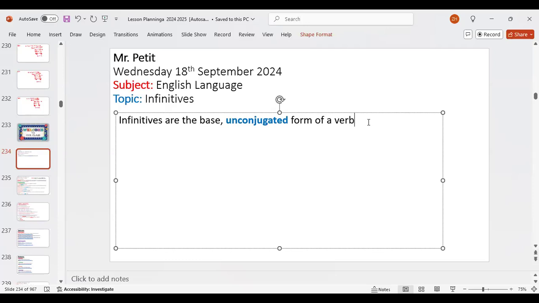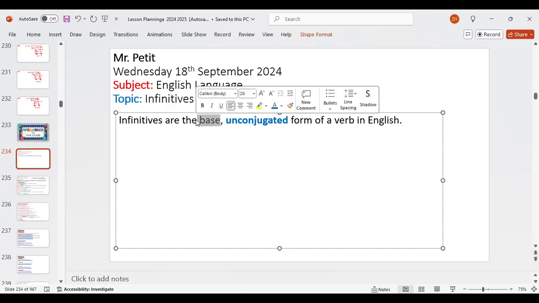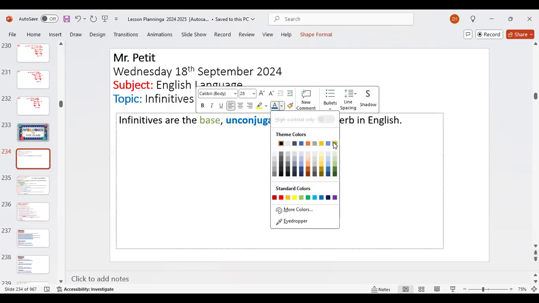Zion Neely, what is an infinitive? Infinitives are the base, unconjugated form of a verb. Very good. The unconjugated form of a verb in English. They're the base. So we take the infinitives and then we conjugate them, and that's how we get different words.